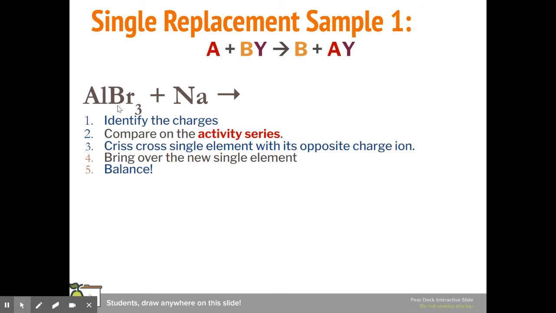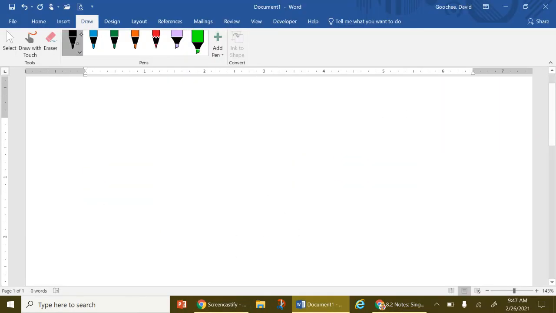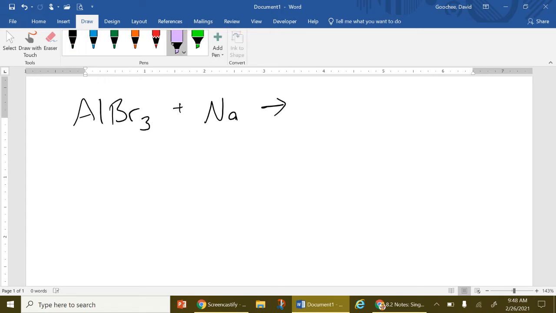So here's a sample problem. AlBr3 plus Na. I can tell this is a single replacement reaction because we've got an ionic compound and a single element. The first step, identify the charges that these things form. Aluminum forms a 3+ charge, bromine forms a 1- charge, and sodium forms a 1+ charge. That is the first step.